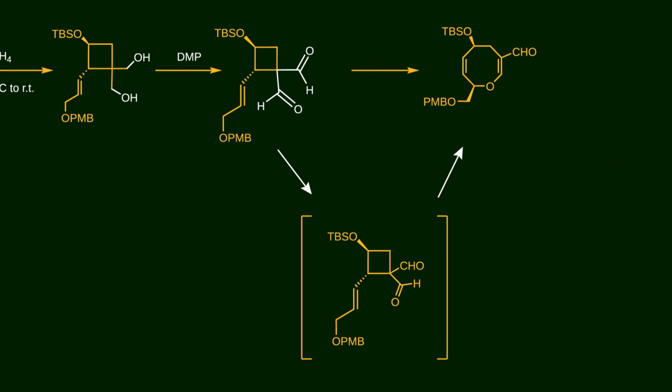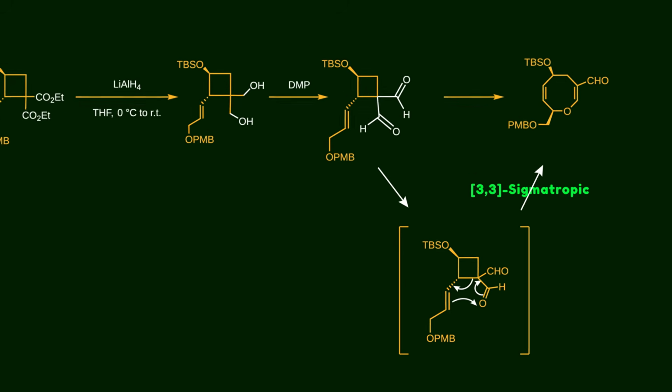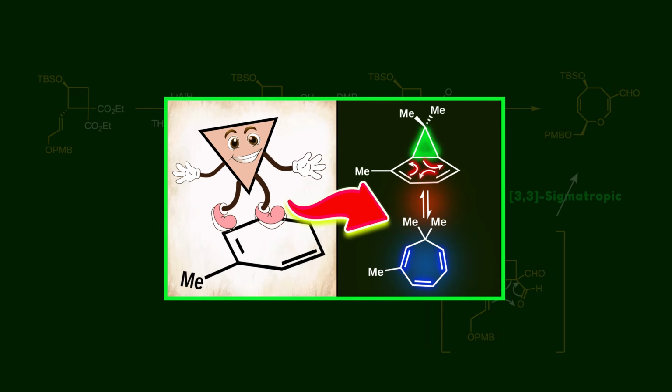Look at this intermediate. There are two double bonds linked by 3 single bonds, so it's prone to a [3,3]-sigmatropic rearrangement to create the 8-membered ring. Releasing the strain energy of the 4-membered ring is a driving force of its rearrangement. If you wanna see a beautiful application of sigmatropic rearrangement, check out this video.